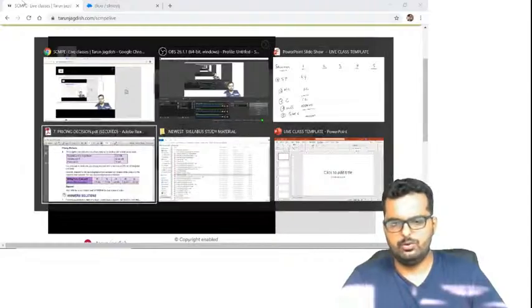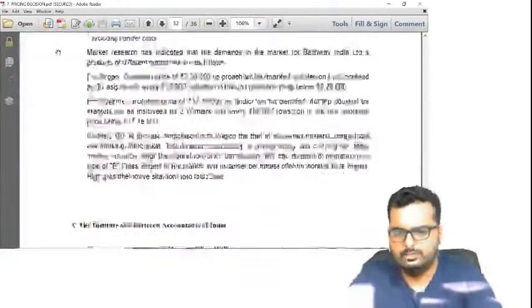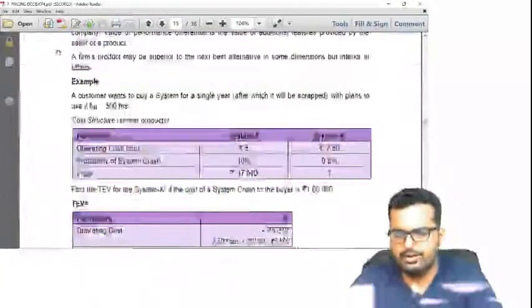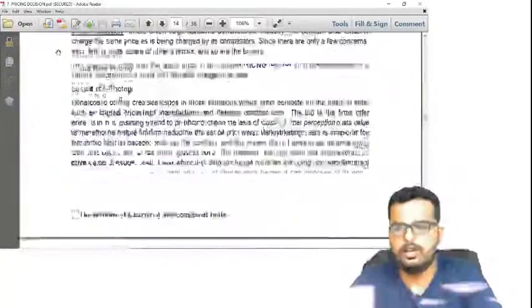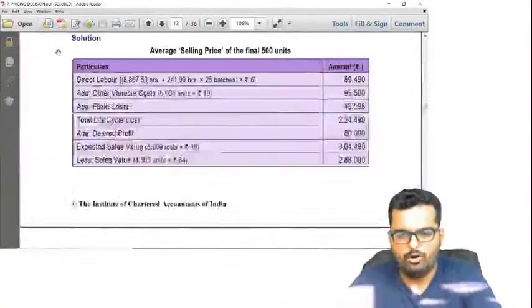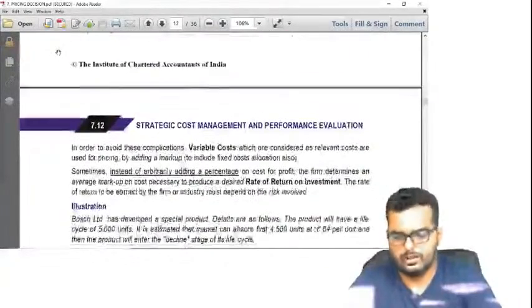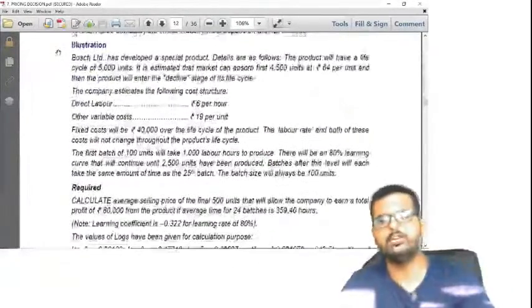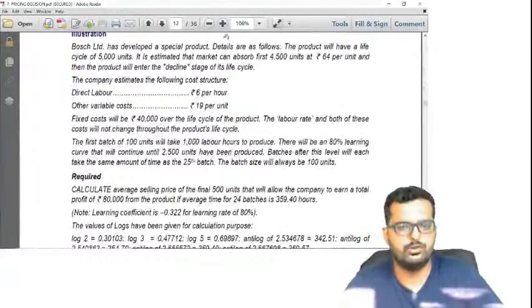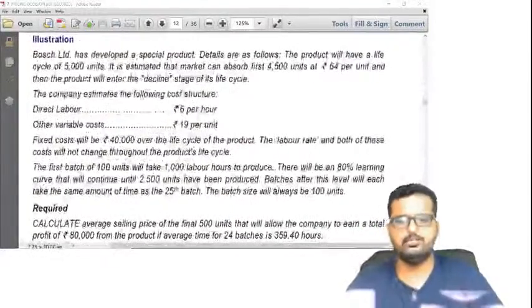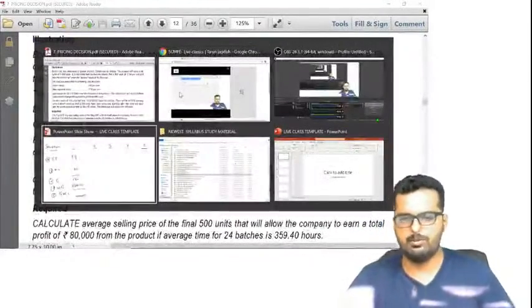Friends, let's start off now. Even though we are done with this chapter as such, there is one illustration which I want to work out. For that one illustration, we'll have to learn the entire concept thoroughly of learning curve. Learning curve was there in the old syllabus in QT. In the new syllabus, learning curve is not there, but they are having this question. So, when they have a question like this, it is very much important for us to learn about learning curve.